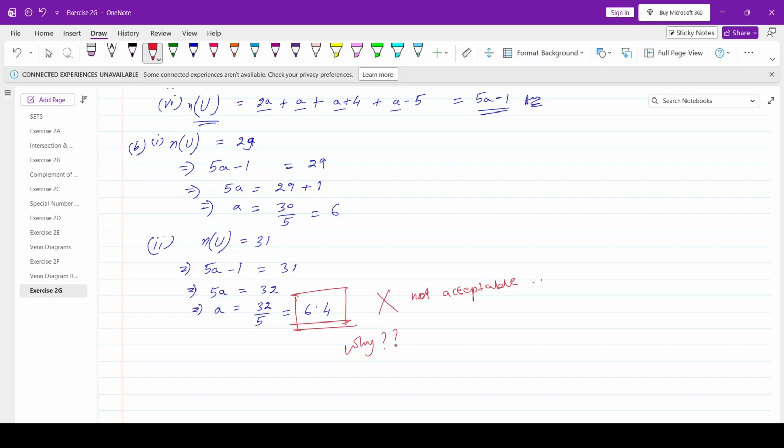Why? When we talk about the number of something, the count of something can never be in decimal form. It has to be a natural number. When we say there are 6.4 people in this gathering, is it possible? No. So decimal numbers are not possible when we are talking about the count of something. Therefore, either 6 is possible or 7 is possible. There cannot be a 0.4 count of something.